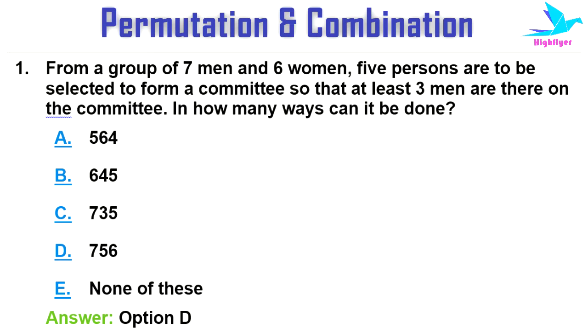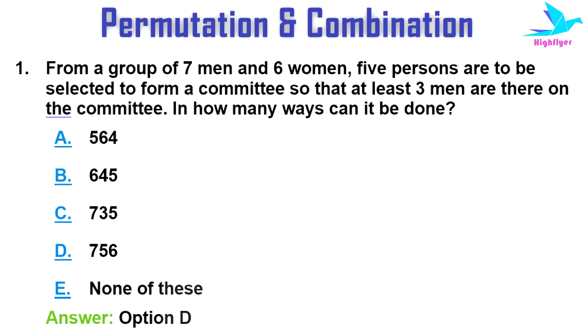Question 1. From a group of 7 men and 6 women, 5 persons are to be selected to form a committee so that at least 3 men are there on the committee. In how many ways can it be done? The options are 564, 645, 735 or 756. The right option is option D, 756.